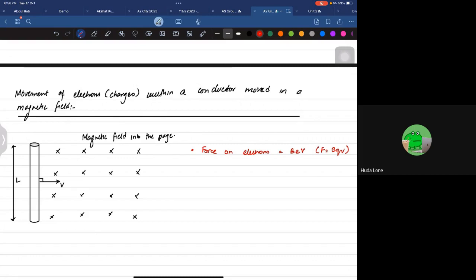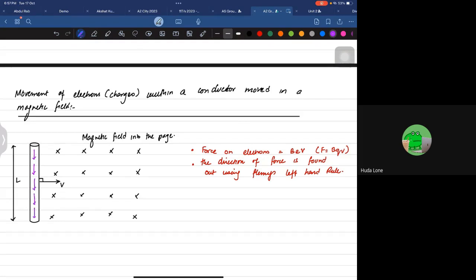So the direction of force is found out using Fleming's left hand rule. You can put your index finger towards the page, your middle finger to the right, so your thumb will be up. That's true for a positive current. So the electrons will start to move downwards. Is that clear? You can check as well.